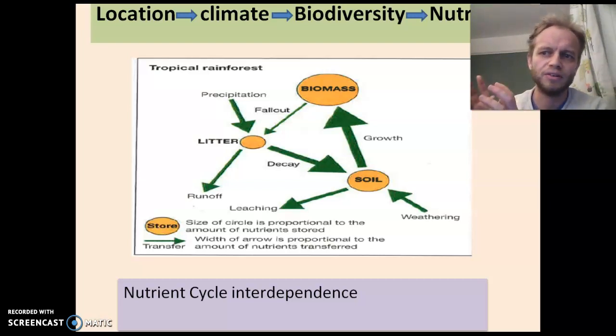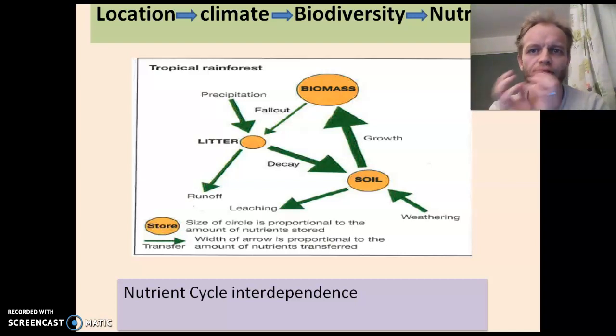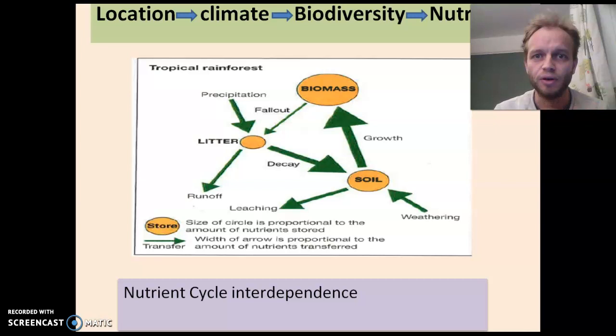We looked at the location, and we know that location affects the climate. The climate affects the levels of biodiversity, and that biodiversity affects the nutrients, so they're all affecting each other. The nutrients then come back and affect the levels of biodiversity. We talked about the biodiversity earlier affecting the climate. If there's a loss of trees, that has an impact on the climate. So all of these things are interdependent.